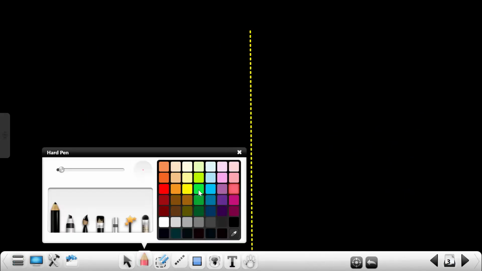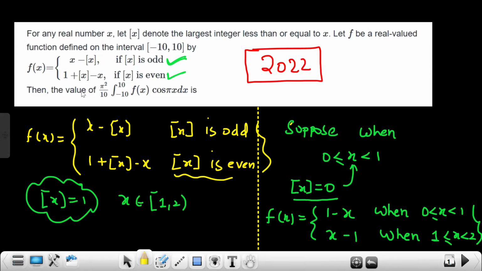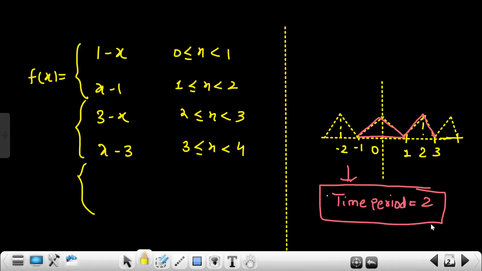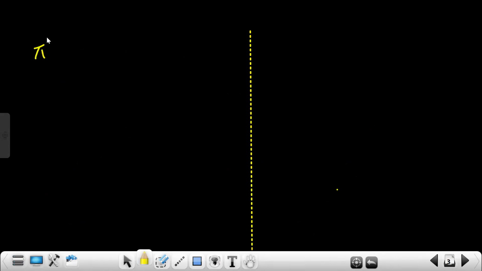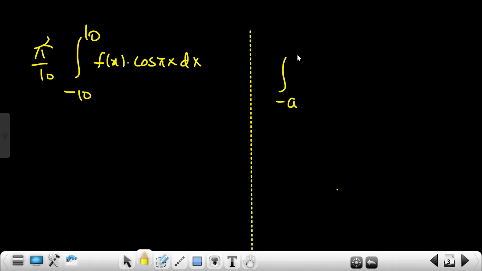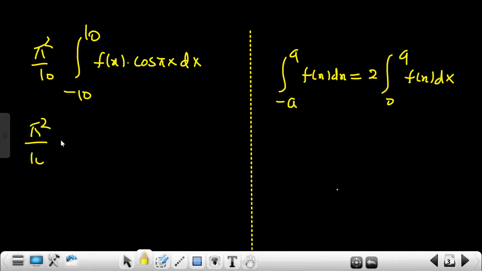Now, what they are asking, eventually we will see that. They are asking pi square by 10 minus the integral from -10 to 10 of f(x) cos(pi x) dx. Okay. So first we will use the property that the integral from -a to a of f(x) dx, we can rewrite it as 2 times the integral from 0 to a of f(x) dx. I hope you know this. So we can rewrite like this.